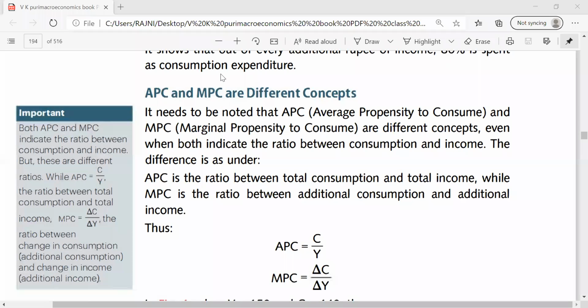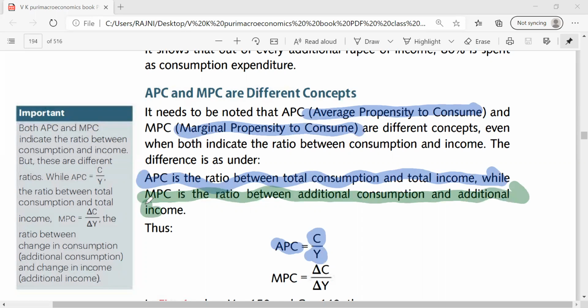APC refers to the average propensity to consume, MPC refers to the marginal propensity to consume. Both of these are different concepts. No doubt, ये दोनों जो है एक रेशो दिखाते हैं, but APC is showing the ratio between the consumption and the income directly. It means APC आप कैसे calculate करोगे, directly consumption will be divided by income. But on the opposite side, if you want to calculate the MPC, MPC will be related to the change in consumption due to the change in income. So MPC is change in consumption due to the change in income.